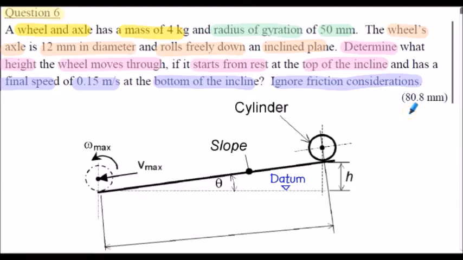The answer for height h is shown in the bracket here. So the wheel and axle commence at the top of the incline, position 1, where it's stationary, and is released and allowed to roll freely down the incline to the bottom, position 2, where it has not only a linear velocity but also an angular velocity. And of course these will be the maximum linear and angular velocities in this system. Notice the datum is taken at the bottom of the incline. We always take the datum at the lowest point in our system when evaluating the potential energy. That's just for numerical convenience.